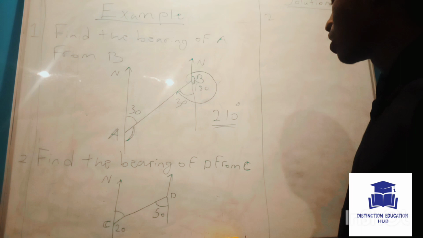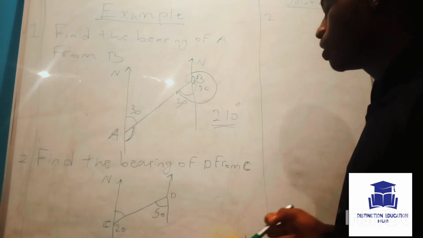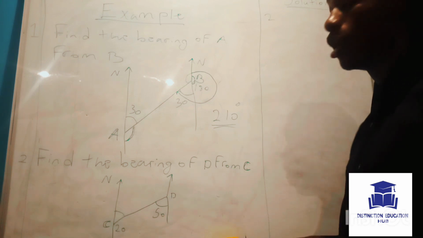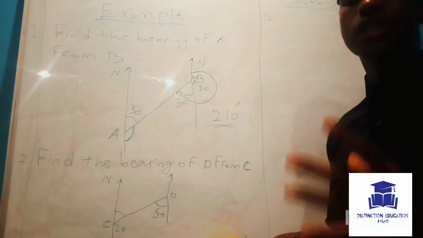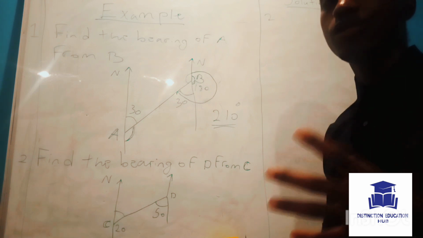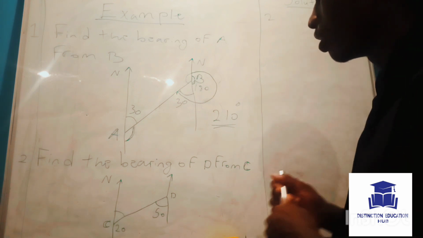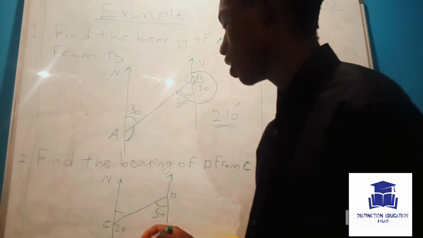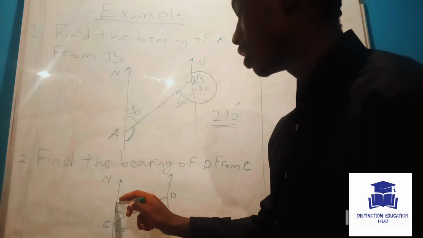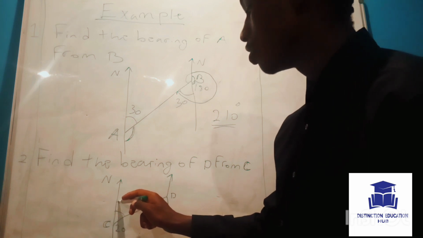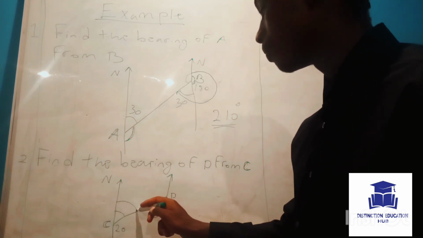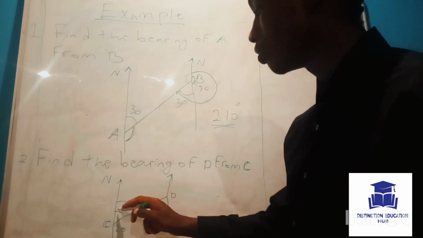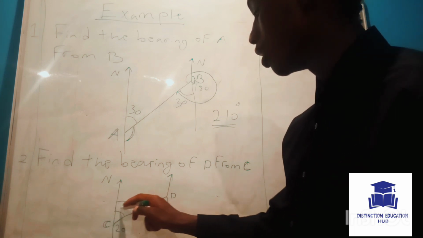Okay, so number 2. Number 2 is asking us to find the bearing of D from C. Remember, you move in a clockwise direction from your north line. In this case we're starting from C. So your C is there. You stand on your north line and move until you reach D. So they want you to find this angle there.